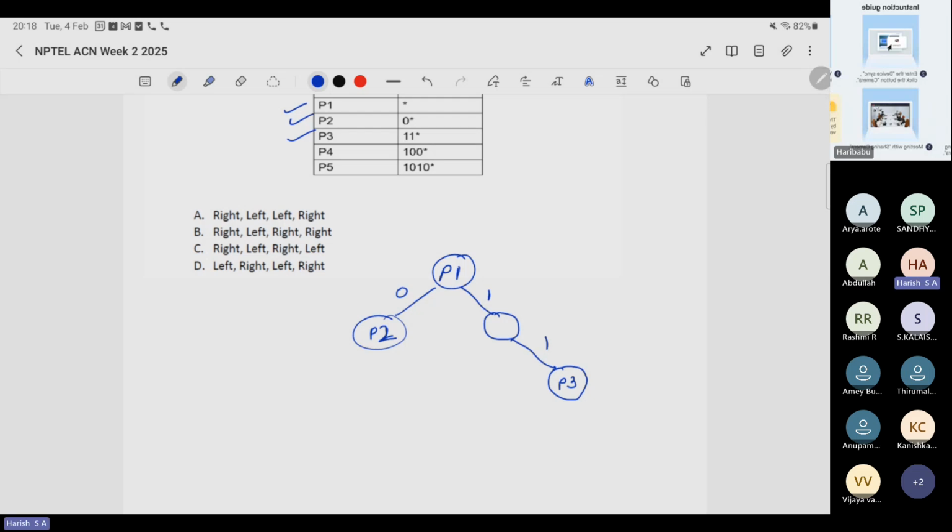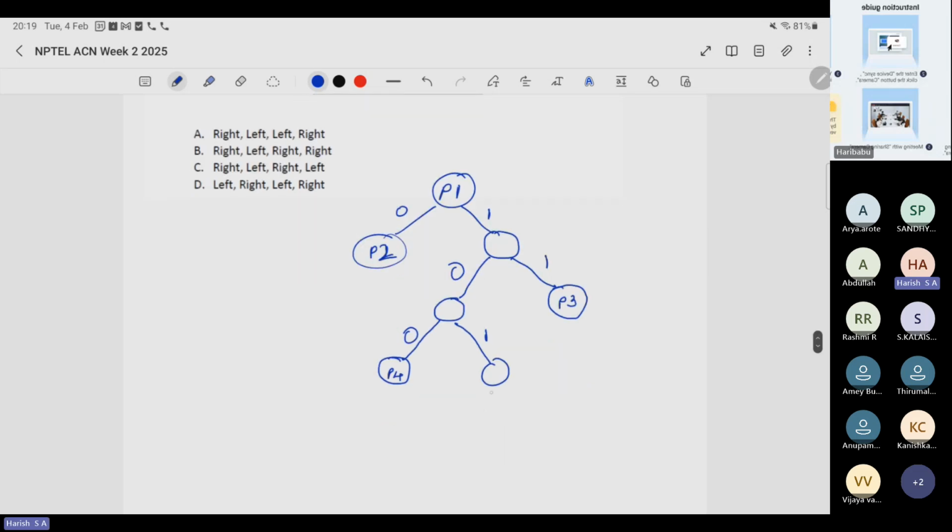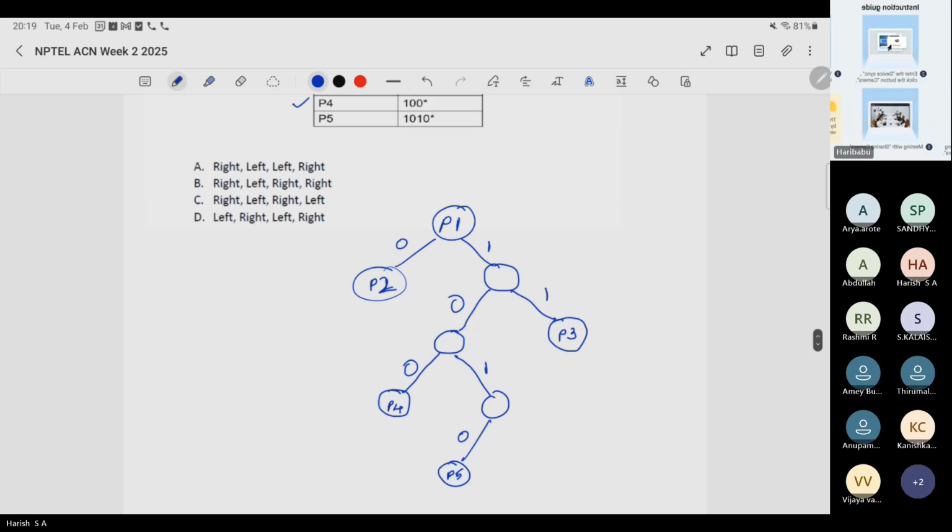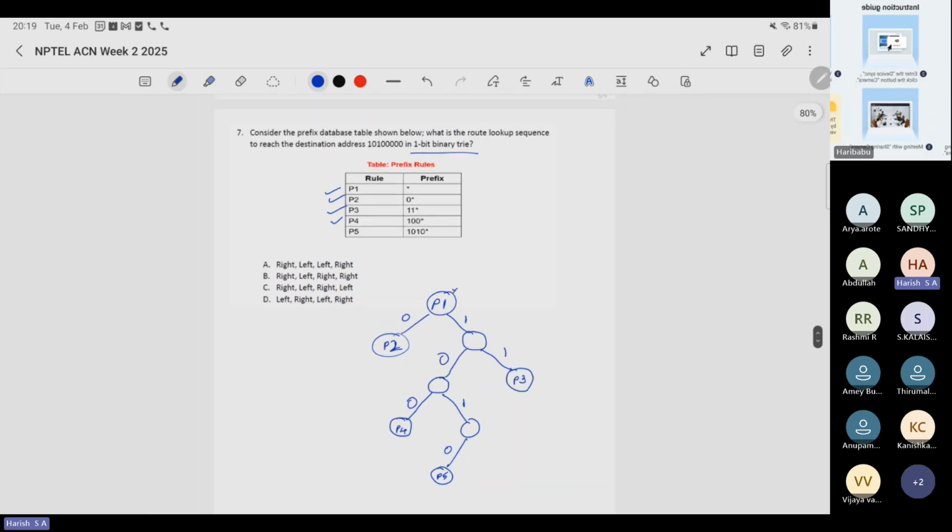And then P4 is 1 0 0 star. So it's 1 and then 0 and then 0, and this becomes P4. P4 is done. Now P5 is 1 0 1, and then once again a 0. This is P5. So this is the completely constructed trie.